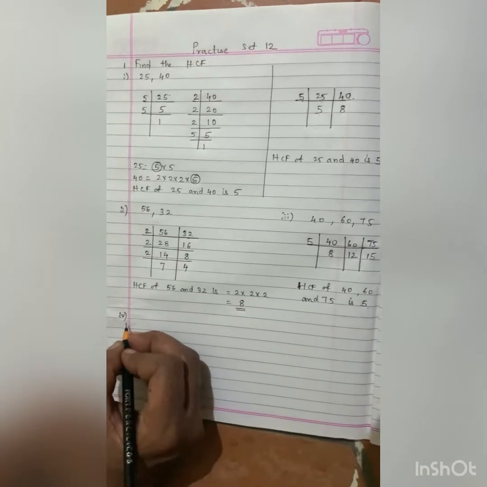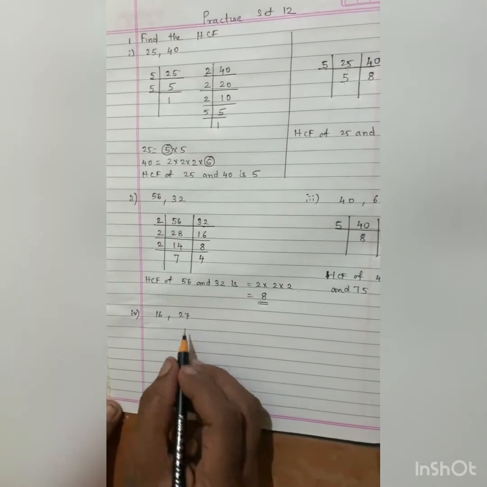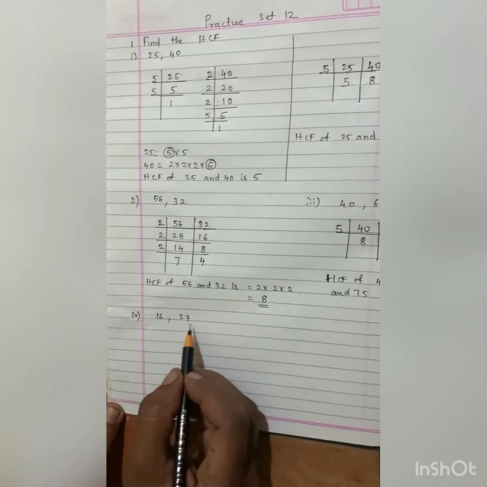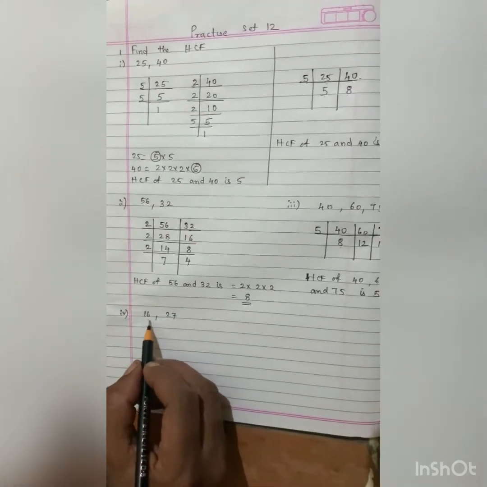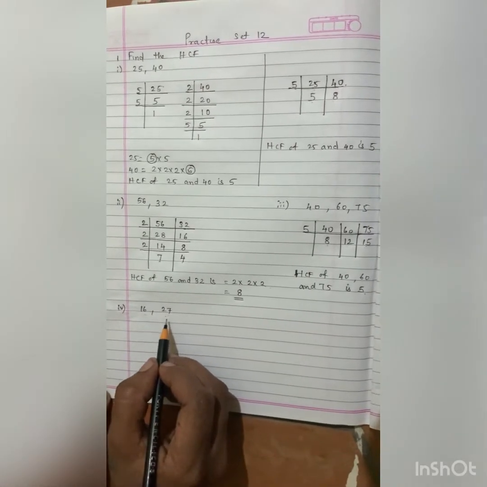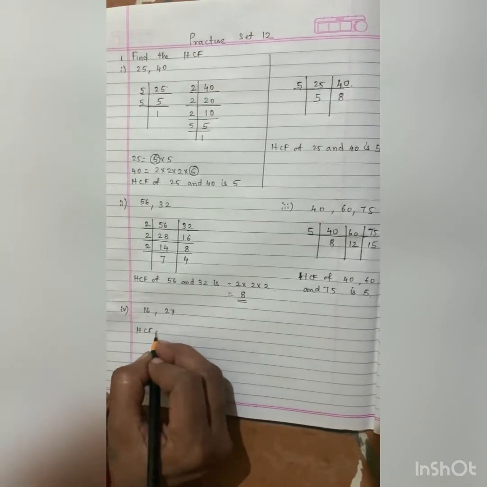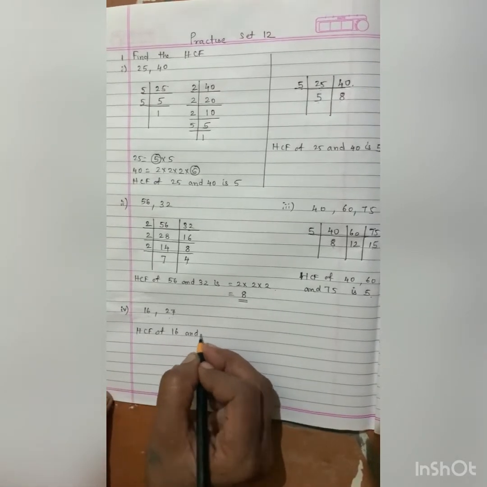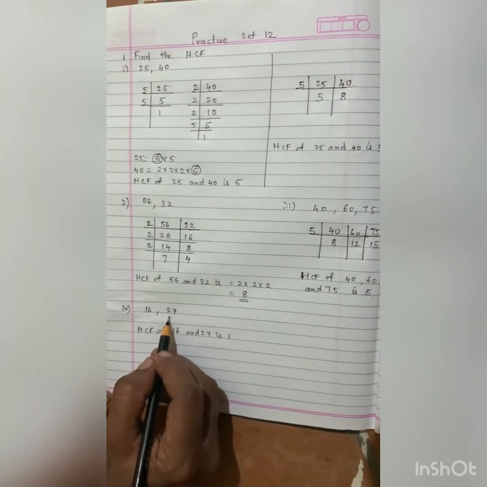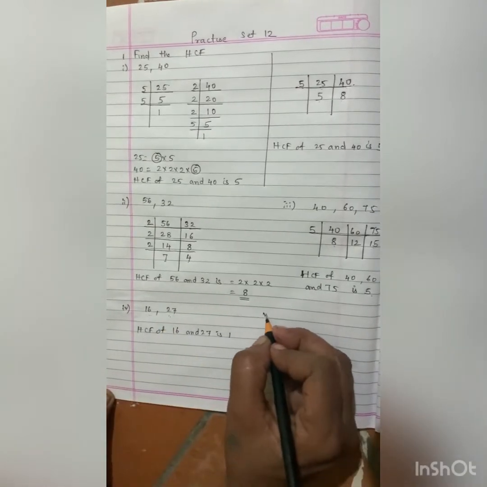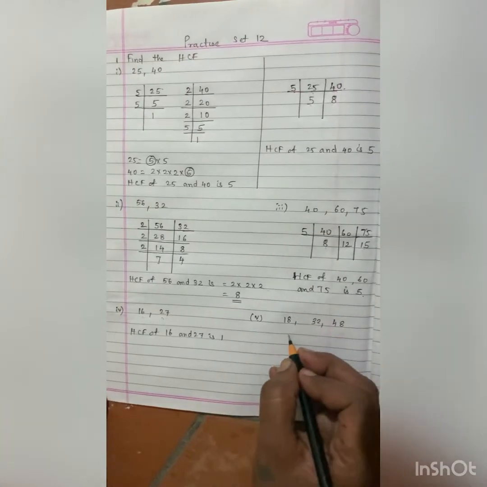Sum number 4, 16 and 27. If you see 16 and 27, 16 is an even number, 27 is an odd number. We cannot get any common number for these two numbers. We have no common number other than 1. So in such cases, we can write HCF of 16 and 27 is 1 because we don't get any common number for both these numbers. Sum number 5, 18, 32 and 48.